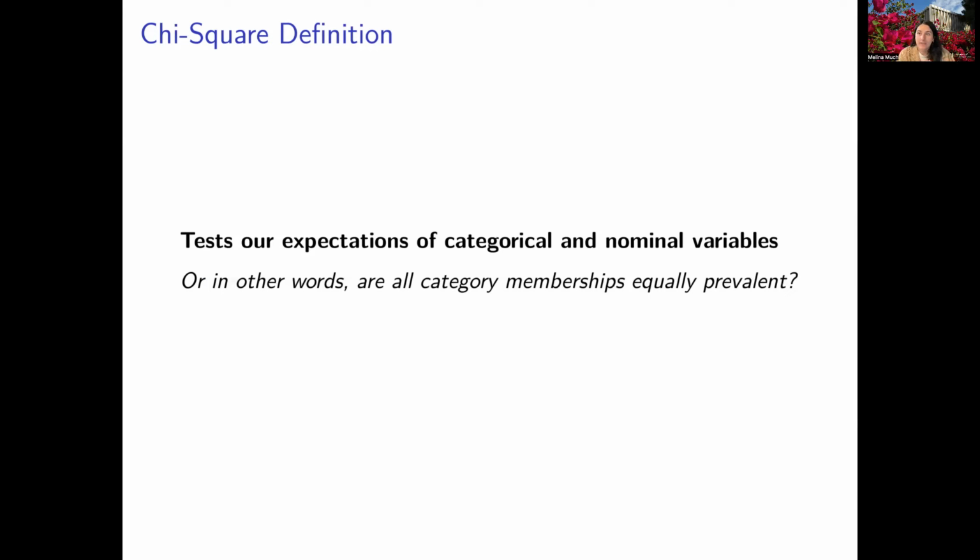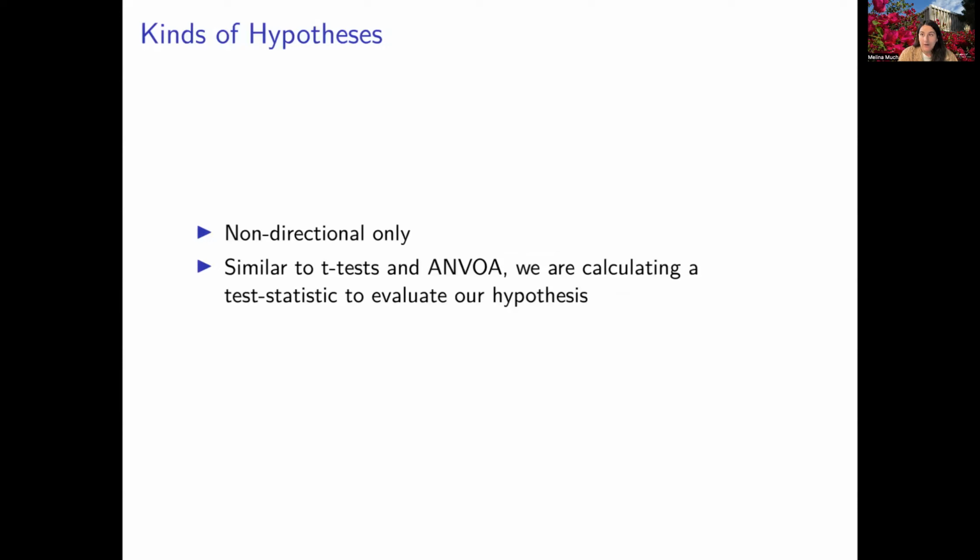So we're going to be looking at a lot of tables and showing you how that's the foundation of the chi-square test in R as well as by hand. So again, remember it's non-directional tests only. It's similar to t-tests and ANOVA because we're calculating a test statistic, comparing it against a critical value and getting a p-value out of it.